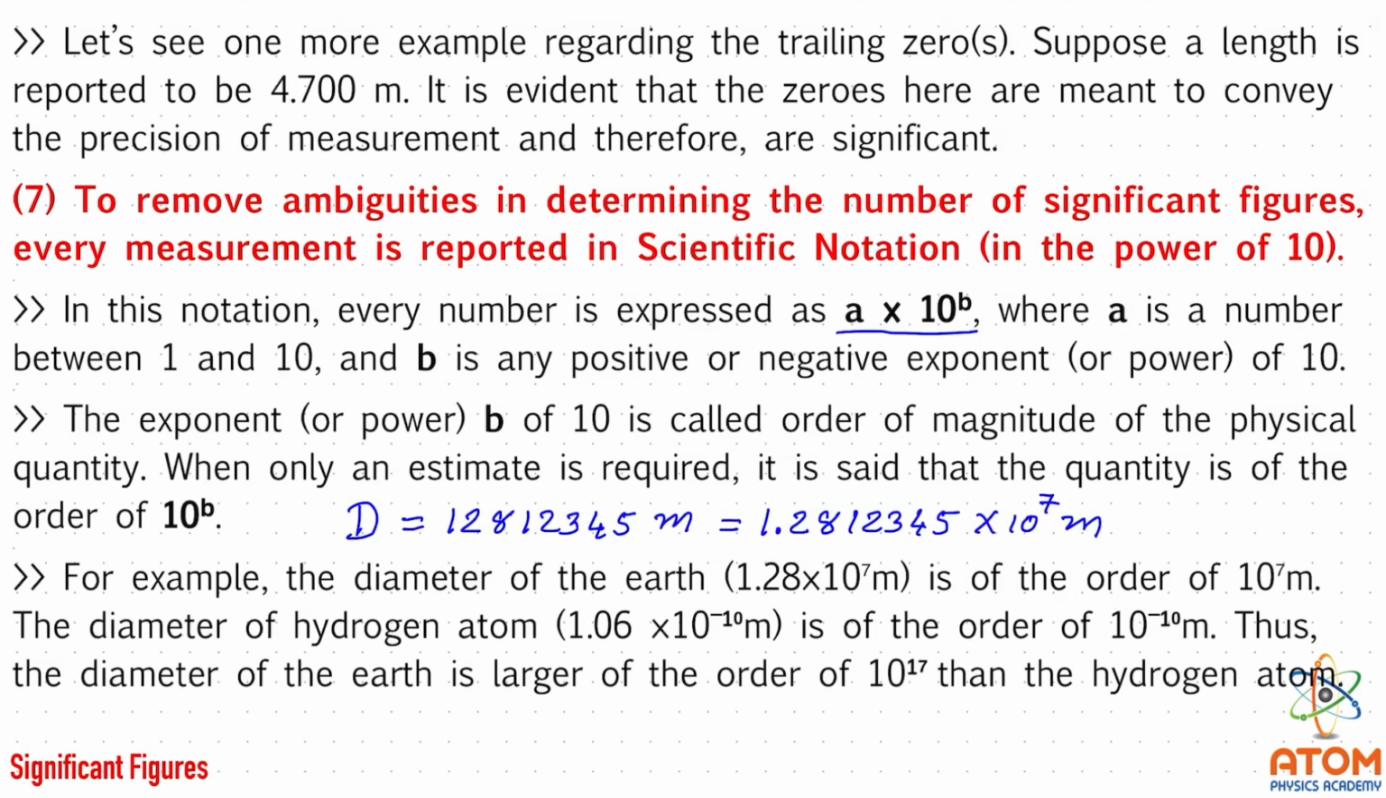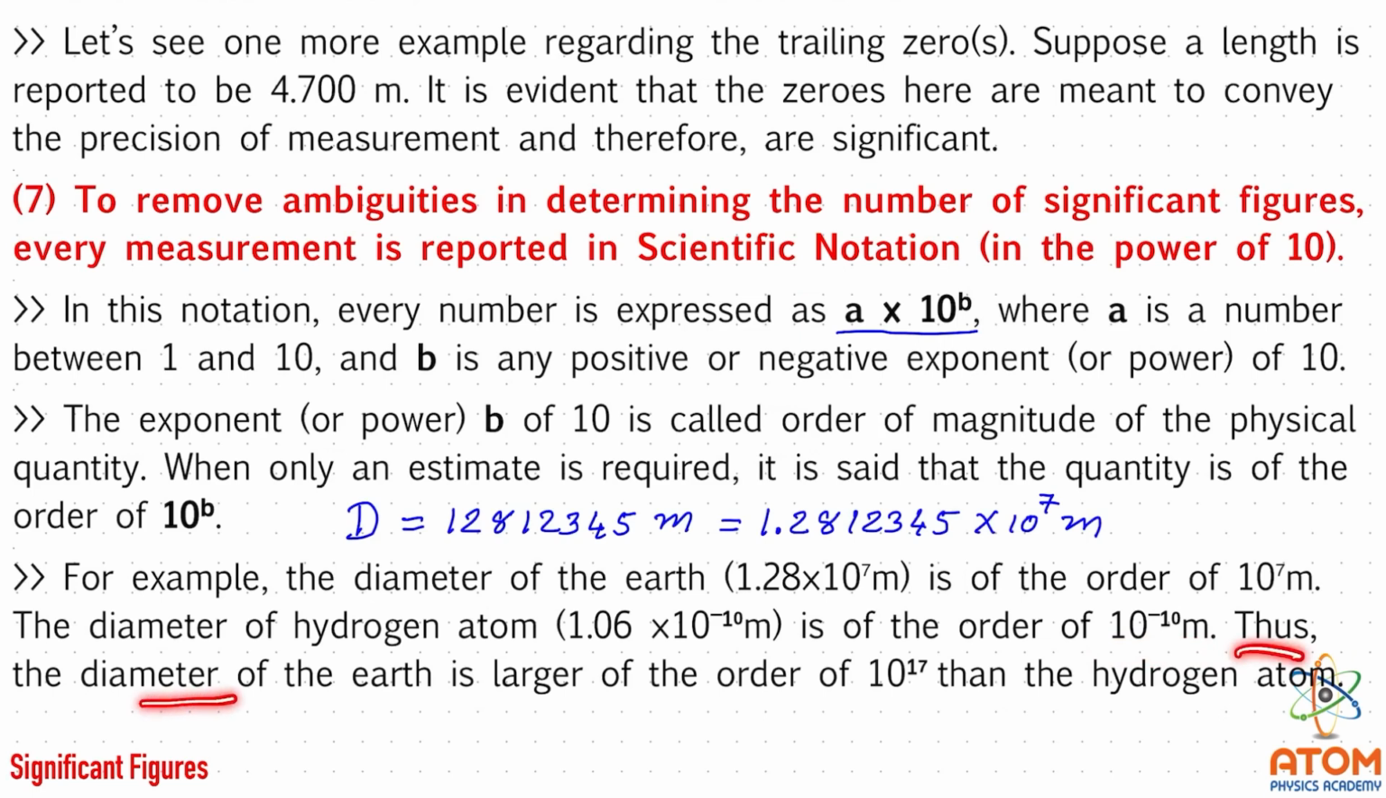Now you can call this that the diameter of earth is of the order of 10 raised to 7 meter. The same way, the diameter of hydrogen is 1.06 into 10 raised to minus 10 meter. So, it is said to be of the order of 10 raised to minus 10 meter.